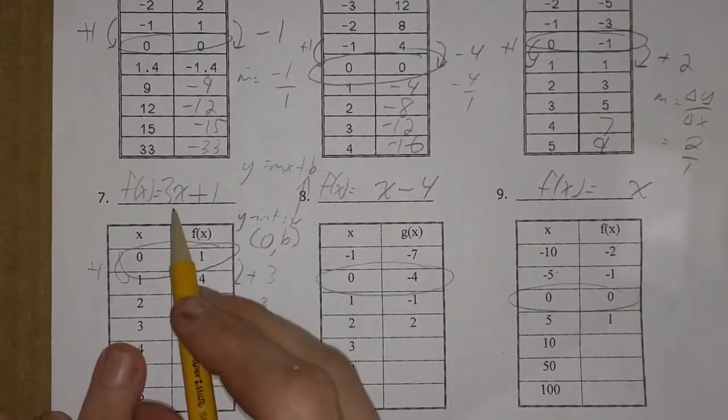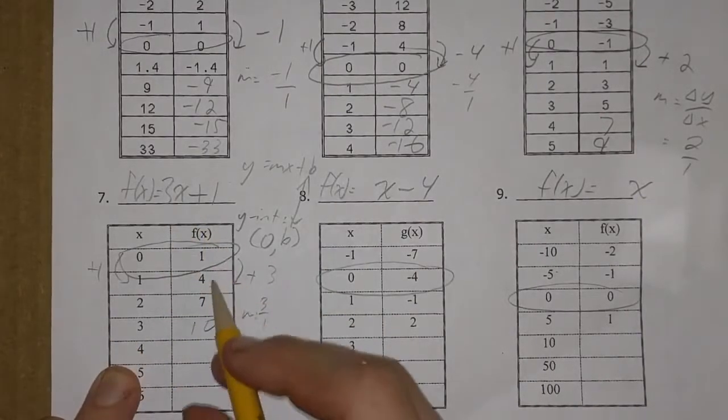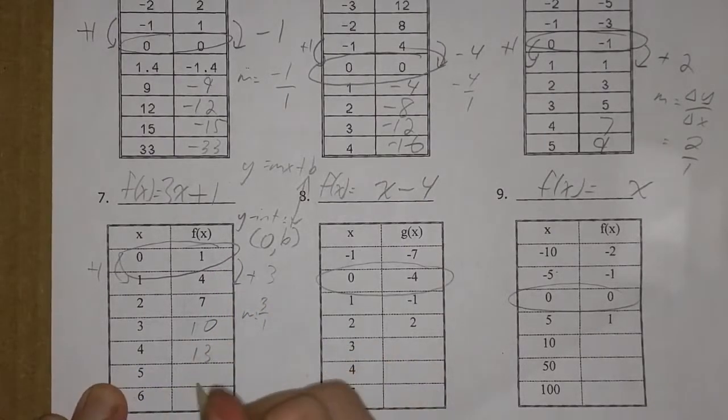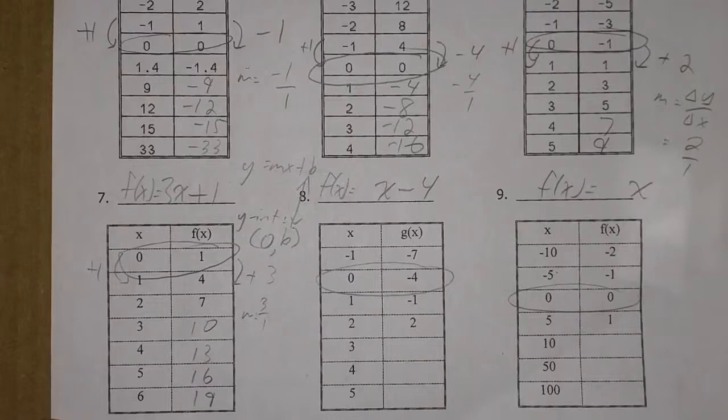Now plugging these in, 3, let's see, that gives me 9 plus 1, 10. And actually, because the slope's 3, they're going up by 3s every time. So we get 13, up by 1, so up by 3 more, 16. And by 3, we get 19 there.